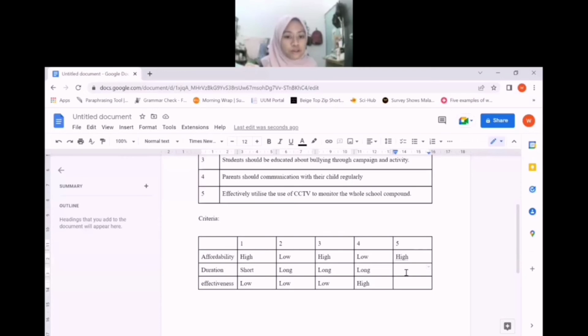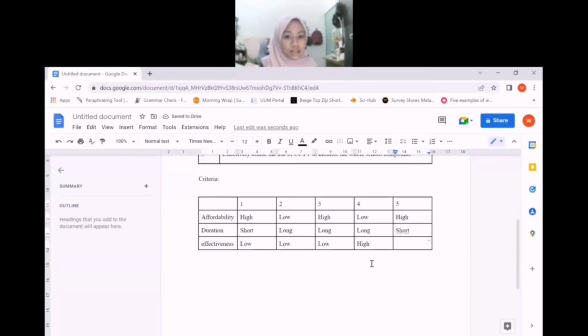So next, for duration, I think the duration is short, because the time taken to use CCTV is quite short. If a school has a relatively large budget for the purchase of CCTV, it's possible to get it in a short time. With the CCTV, any crime in the school, especially bullying, can be monitored.